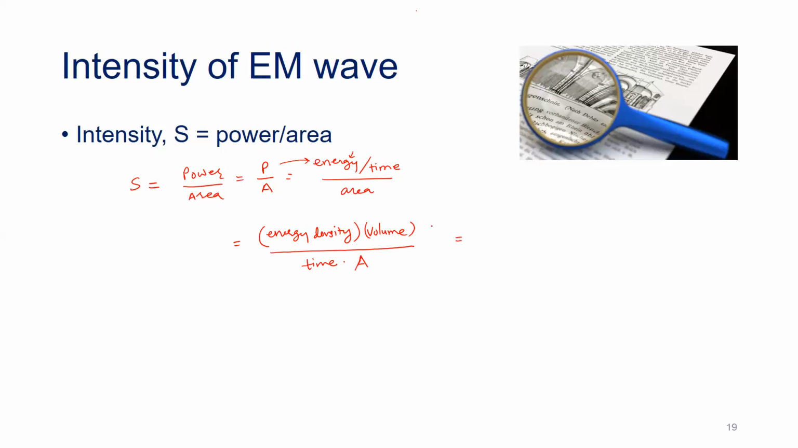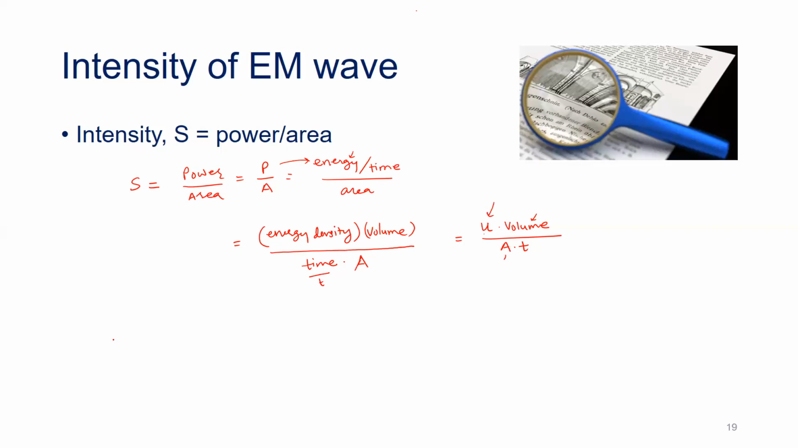In the previous module, we defined energy density as U. We have the whole calculation and derivation for this term. Please refer to the previous module. So it will be U, the energy density, multiplied by the volume, divided by A times T. Time is T, area is A, and U is energy density. We don't know what the volume is, so let us try to understand this concept.